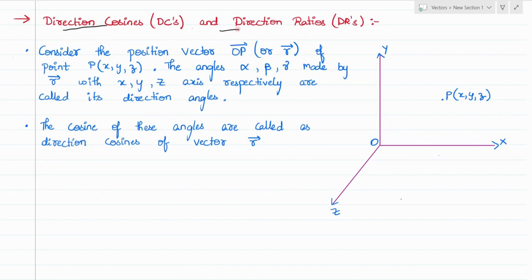Direction cosines and direction ratios. Direction cosines, in short form, are called DCs, and direction ratios are called DRs. Let's see what these DCs and DRs mean. So consider the position vector OP of point P, with coordinates X, Y, Z.